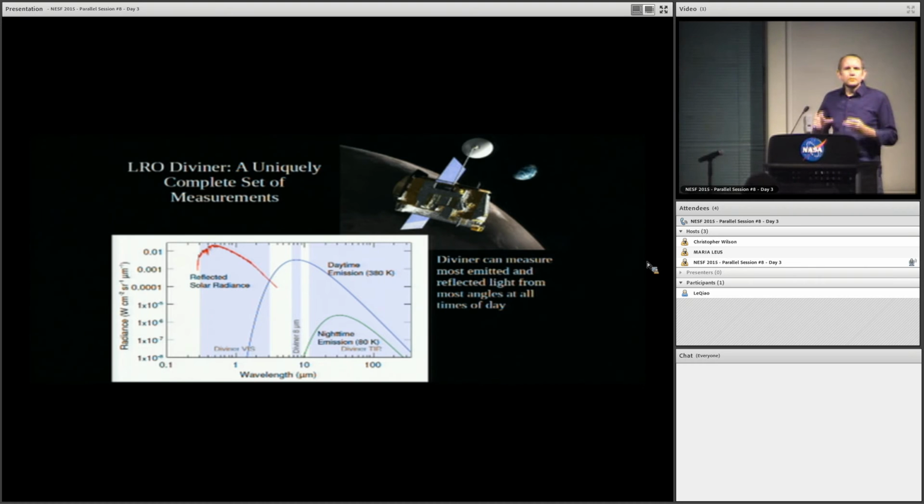The other capability: we have a 2-axis pointing capability. So we can look at that surface not only straight down, nadir, but we can look at that surface from more or less any angle. So we can collect data at all times of day from all angles.